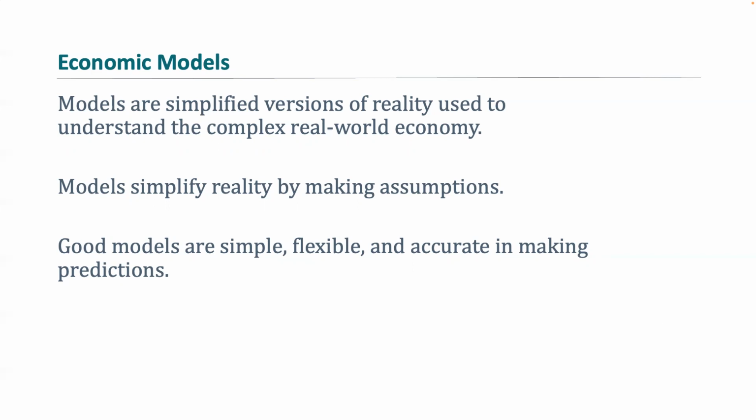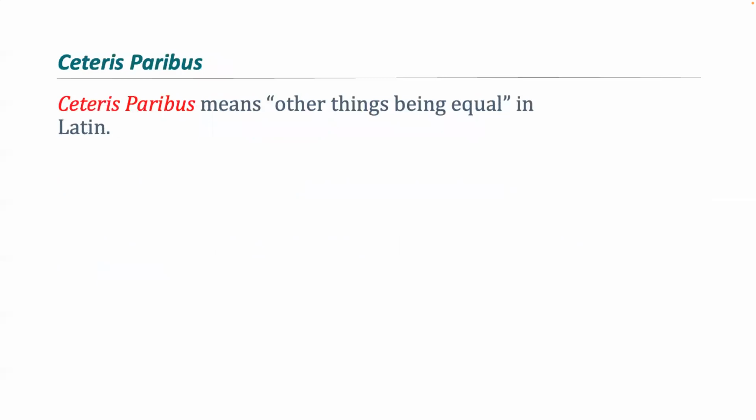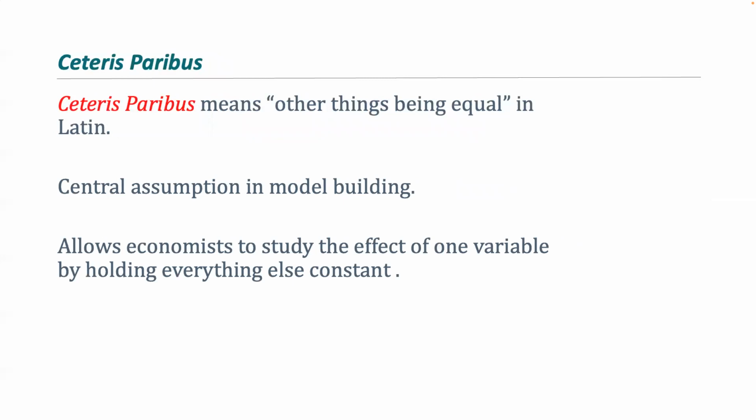In economics, our goal is to come up with good economic models that are simplified versions of reality that are flexible and accurate in making these predictions. Another important concept in economics is ceteris paribus, and this just means other things being equal in Latin. This is a central assumption in model building, and it allows us to study the effect of one variable by holding everything else constant. So the goal in any of these scientific methods with economics is to isolate the effect of a change in one particular variable.